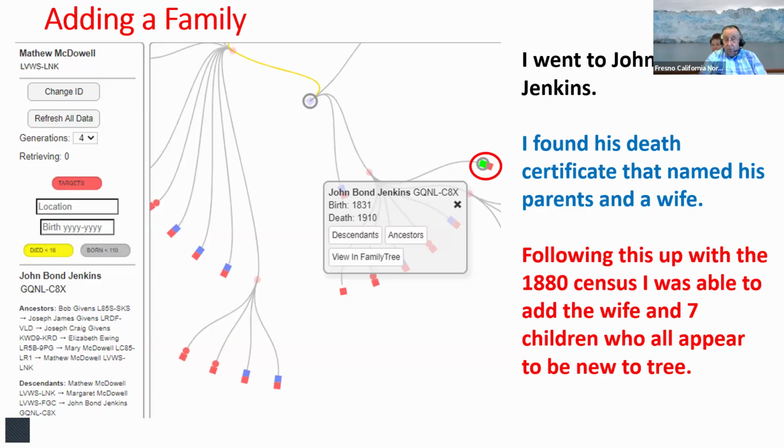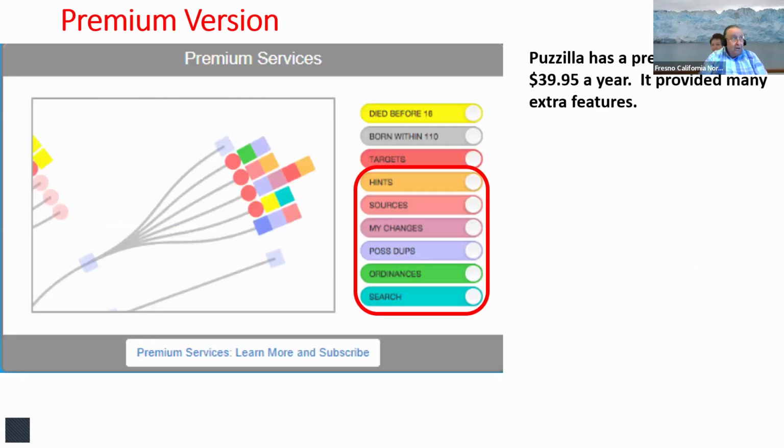And so we were able to work over those children. Of course, you're going to want to verify them, vet them, check for duplicates. But when we were done, we had a large family there with very little work to get it.